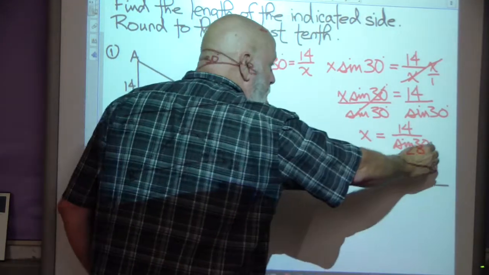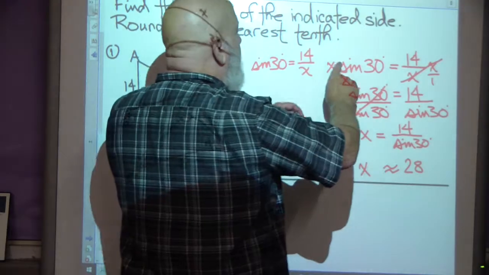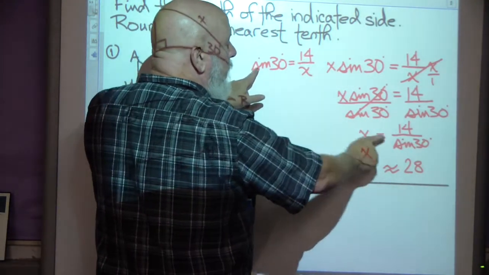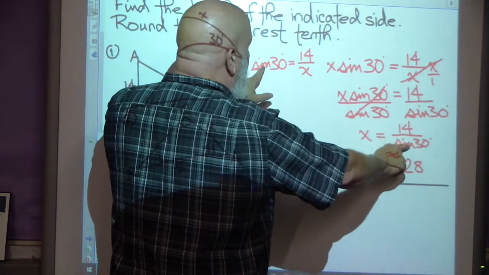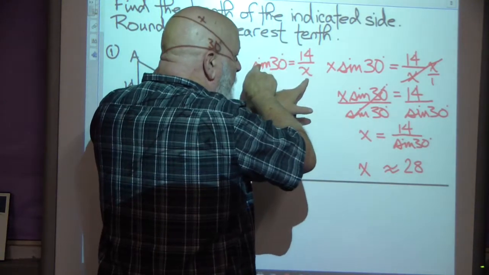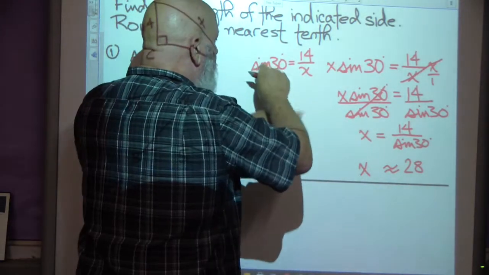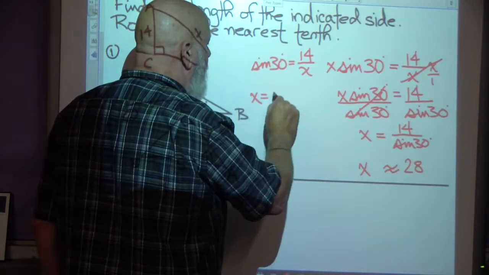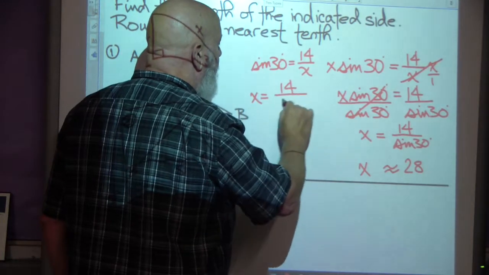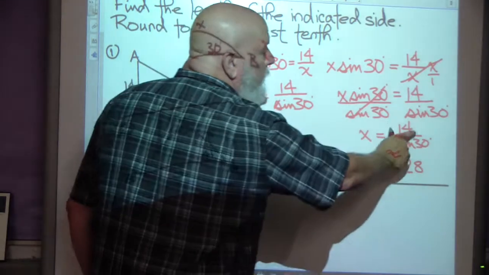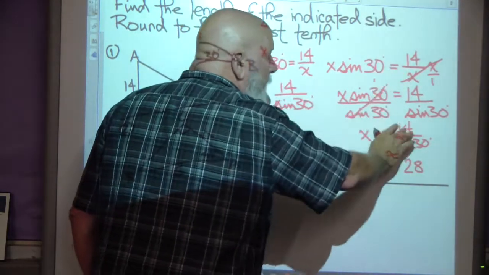So if you look at how it originally looked, sine 30 equals 14 over x, x equals 14 over sine 30, you just switch these two. It's quicker than going through all of this. So I can say, switch these two, 14 over sine 30, which is what we got when we went through this.